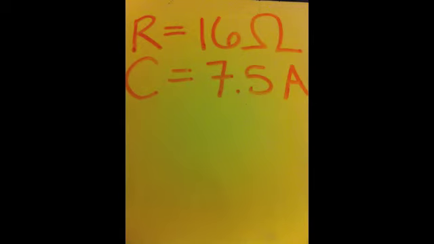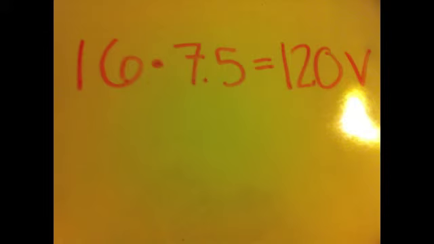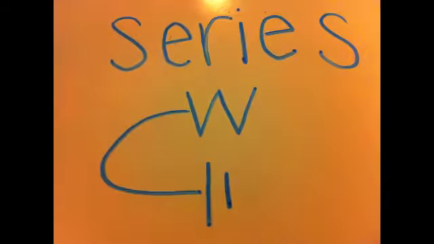And a current of 7.5. Let's plug it into the equation. So 16 times 7.5 gives the answer of 120 volts. The current flows through the resistor and the voltage flows across the resistor.